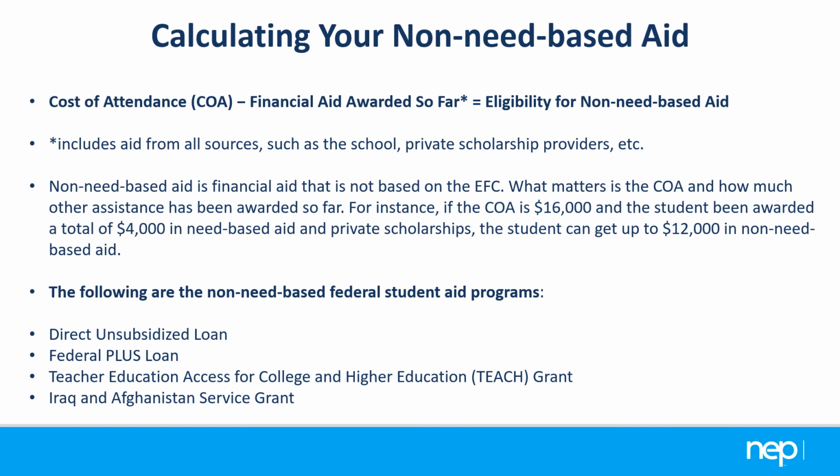Non-need-based aid is financial aid that is not based on the EFC. What matters is the COA and how much other assistance has been awarded so far. For instance, if the COA is $16,000 and the student has been awarded a total of $4,000 in need-based aid and private scholarships, the student can get up to $12,000 in non-need-based aid.